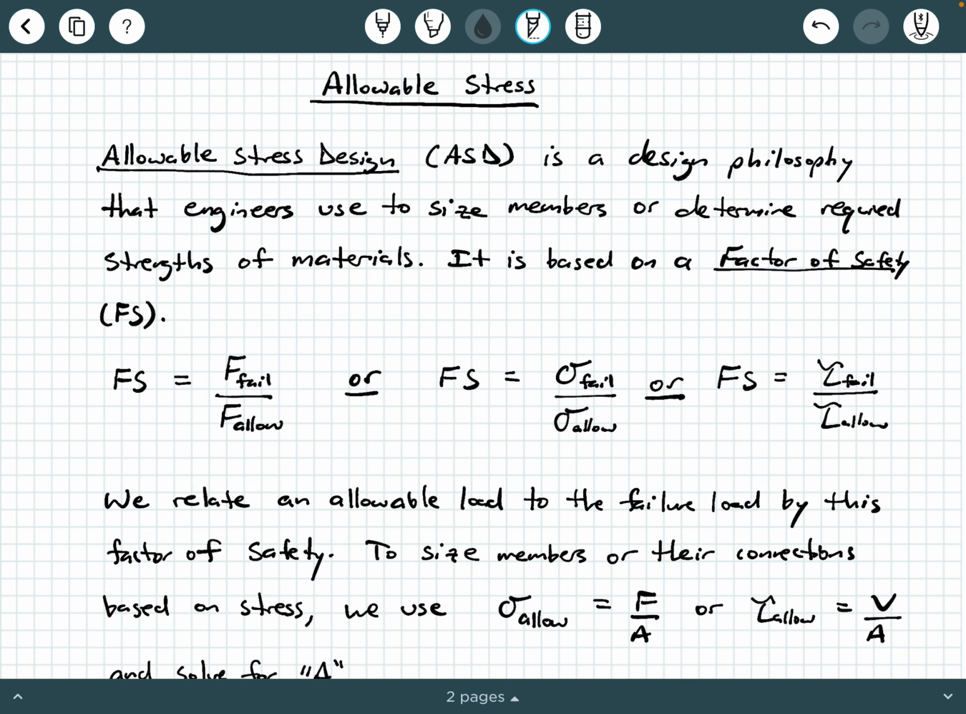We're going to have some examples where we illustrate this numerically.